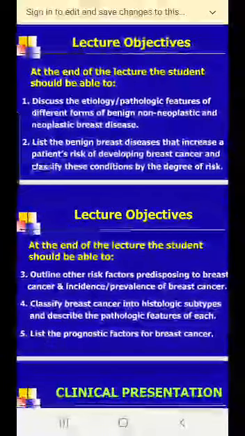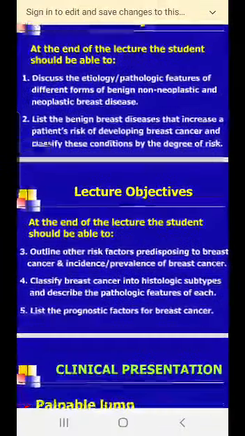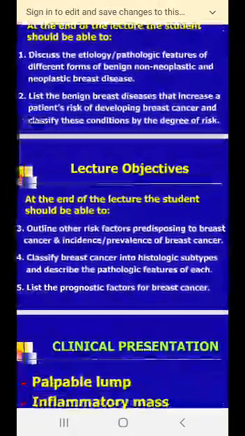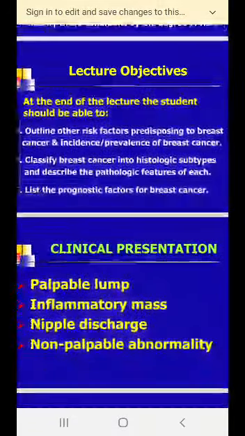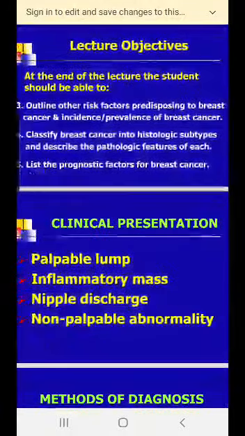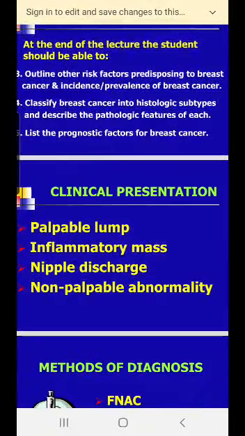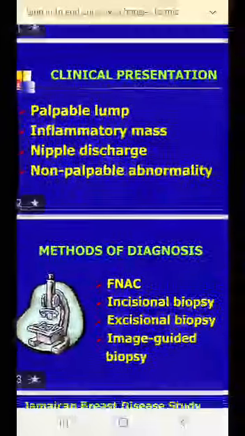So what do we derive from this lecture today? We are going to discuss the etiology and the pathogenic features of various non-neoplastic and neoplastic breast tissue. So today it will be most commonly non-neoplastic breast tissue. At the end of the lecture, you will be able to define different risk factors, etiologies and different types of breast cancers.